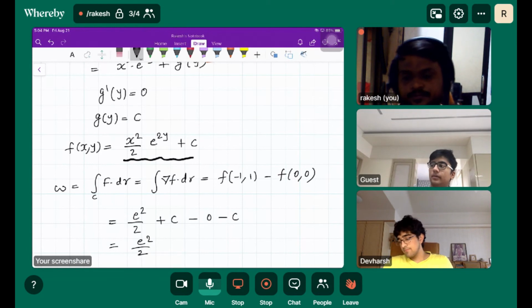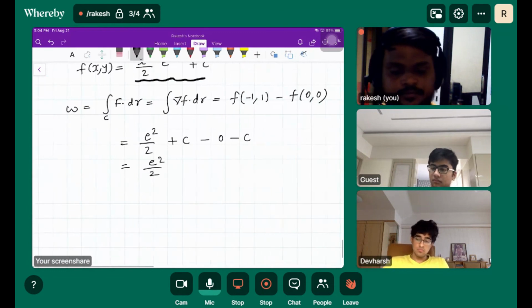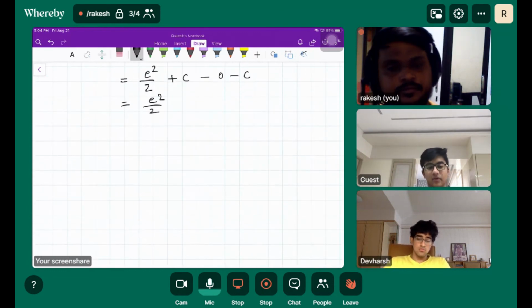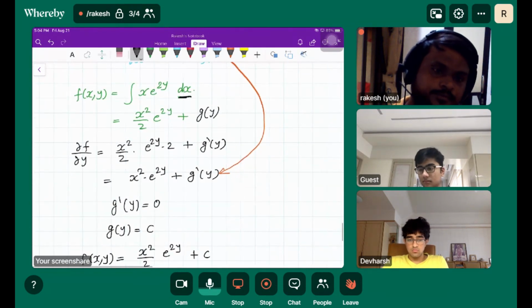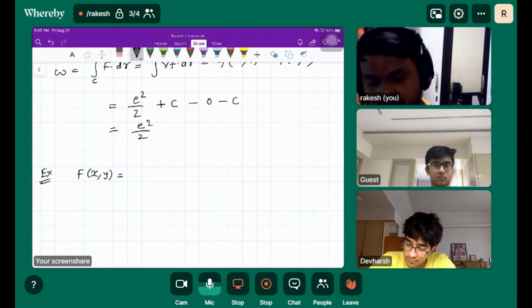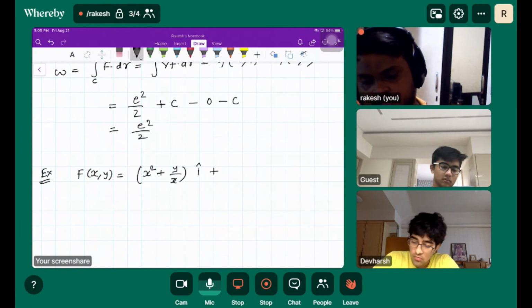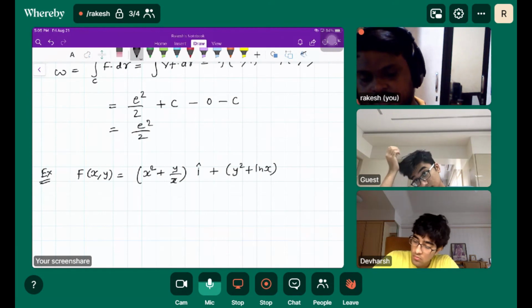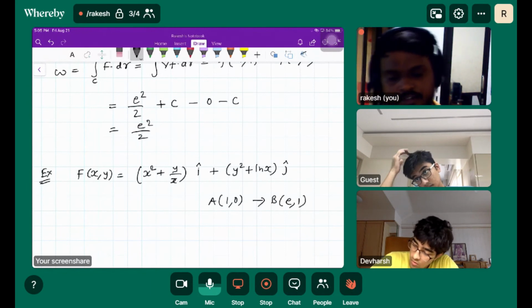The whole process here? Yeah. Okay. Now solve the next one. Could you scroll up one second? Okay. So the next question is f of x comma y is equal to x square plus y upon x i cap plus y square plus ln x j cap, from 1 comma 0 to e comma 1. Find out the work done.